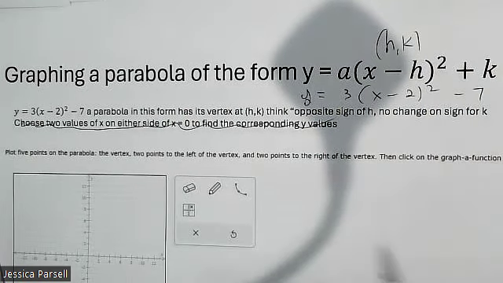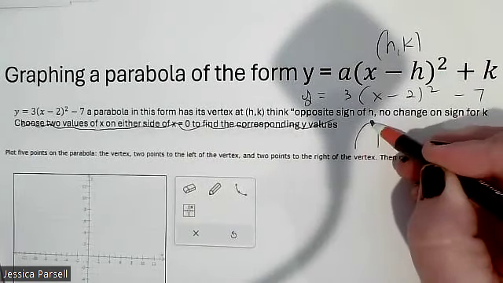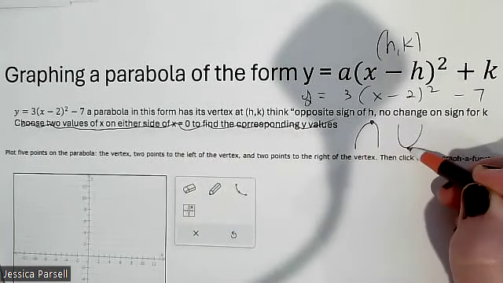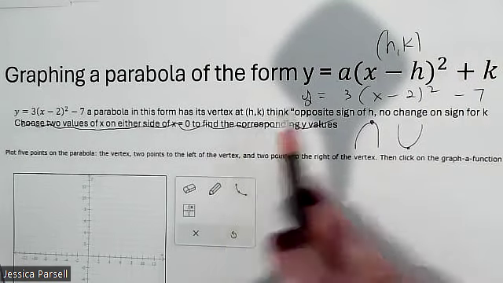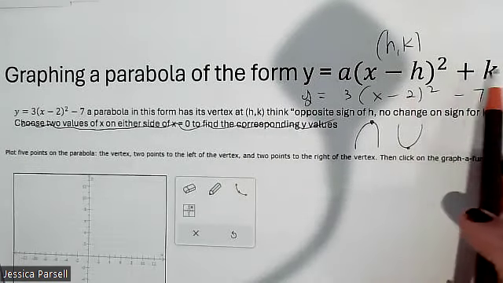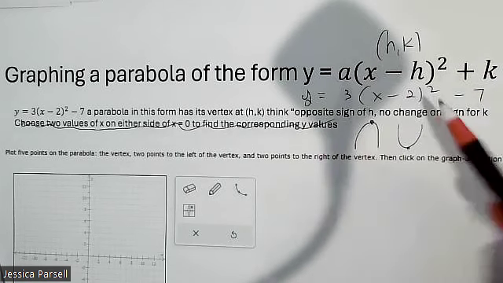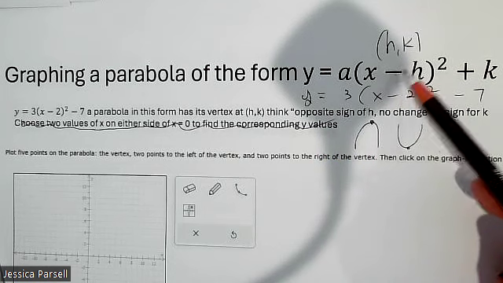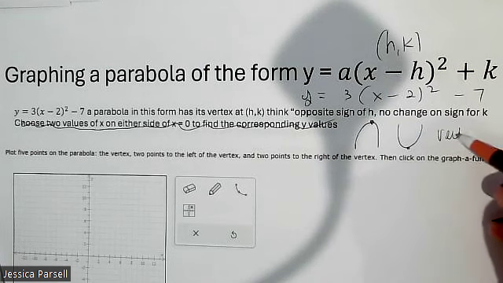Okay, so they told us that the vertex, remember the vertex is that turning point, whether it's a maximum or minimum, is at h, k. So here's your h, here's your k. I say use the opposite sign of h. That's because in this format, there's a negative sign in front of the h. So if you put that negative with that negative, it's going to make that a +2. So the vertex is going to be +2.